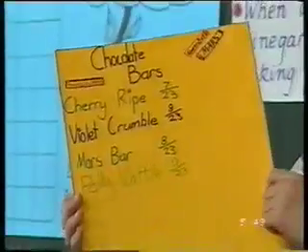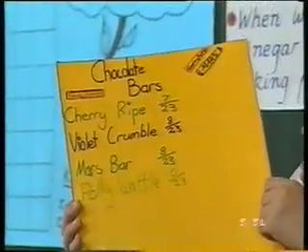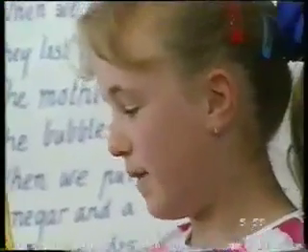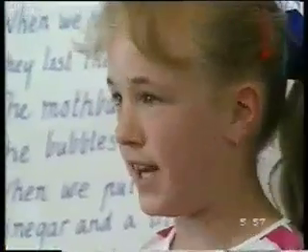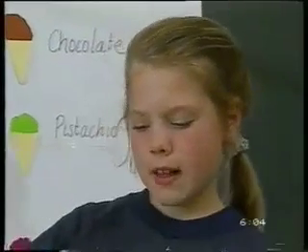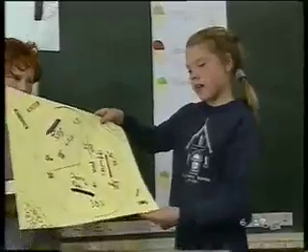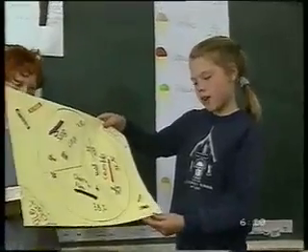The amount of people who like Violet Crumble is 8 out of 23. The amount of people with Mars bars is 8 out of 23. And Polly Waffles is 0 out of 23. This is our pie chart, and it's got 35% of the class like Mars bars, which is 8 out of 23. And 8 out of 23 people like Violet Crumbles, which is 35%. And 30% of the class like Cherry Ripe, which is 7 out of 23.